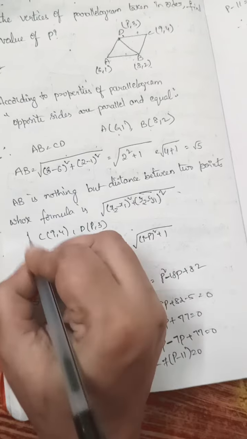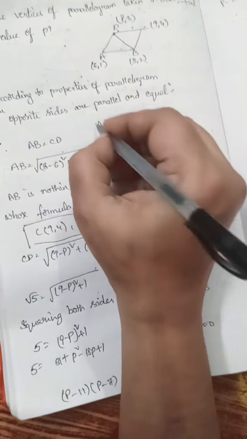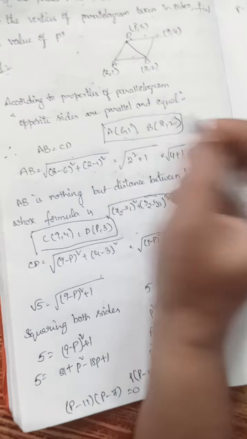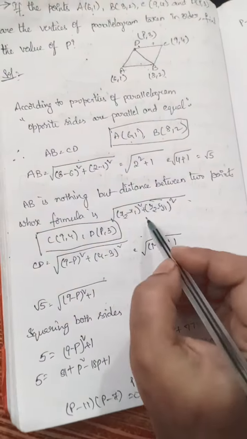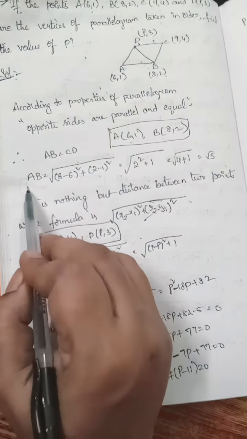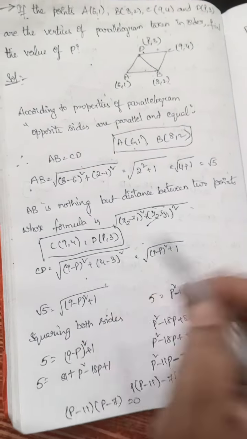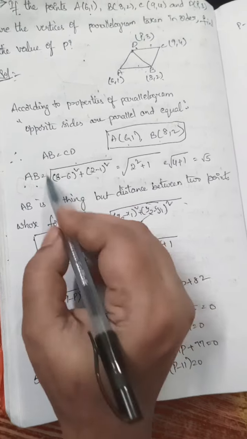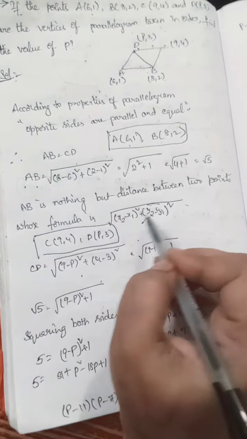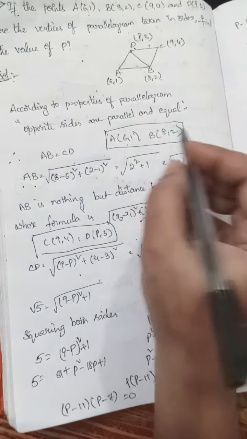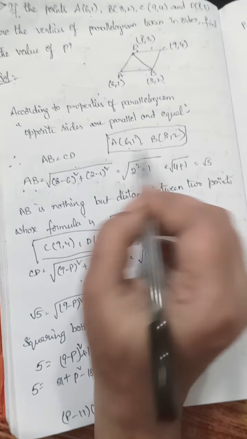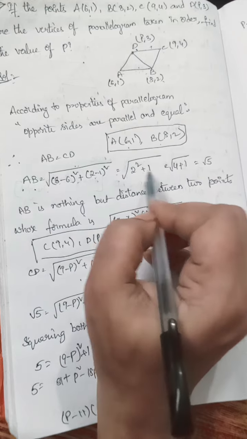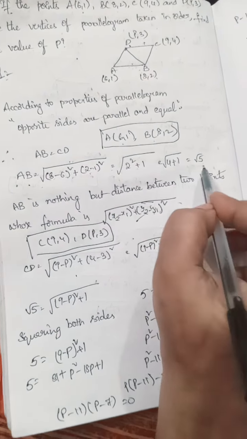The side length is nothing but the distance between the two points, so this is the formula we have to use. AB equals root of (x2 minus x1) whole square plus (y2 minus y1) whole square. Here x2 is 8, x1 is 6: (8 minus 6) whole square plus (2 minus 1) whole square equals root of 4 plus 1, which is root 5.